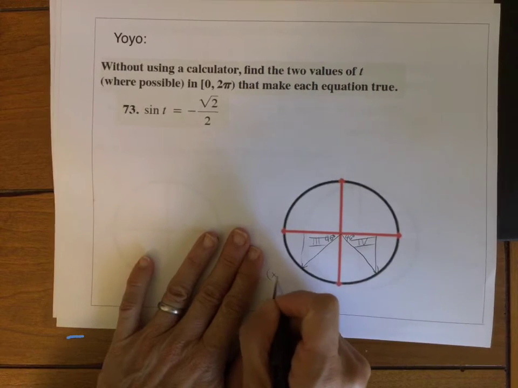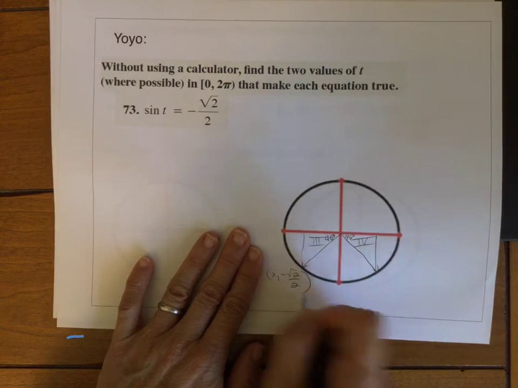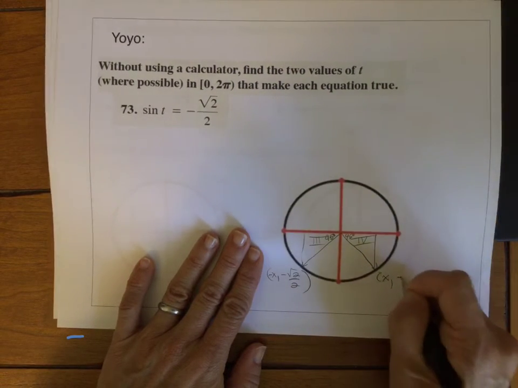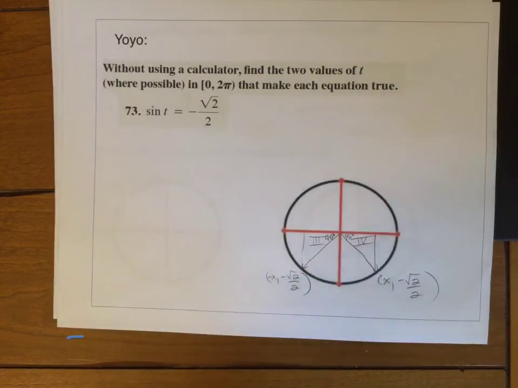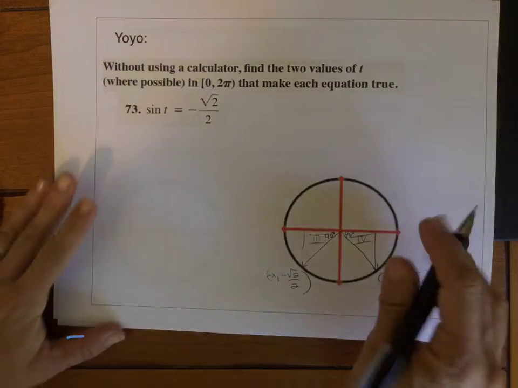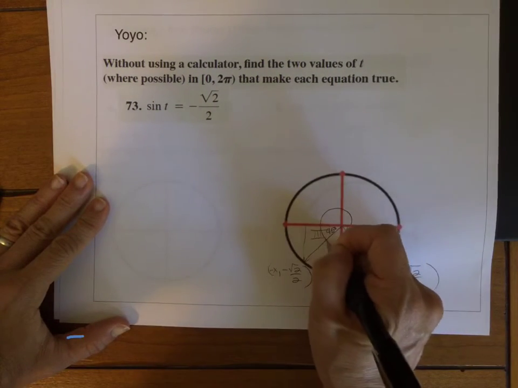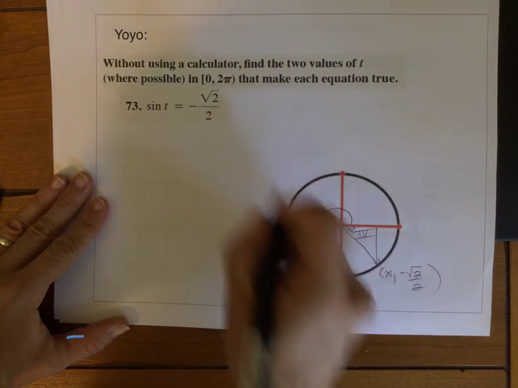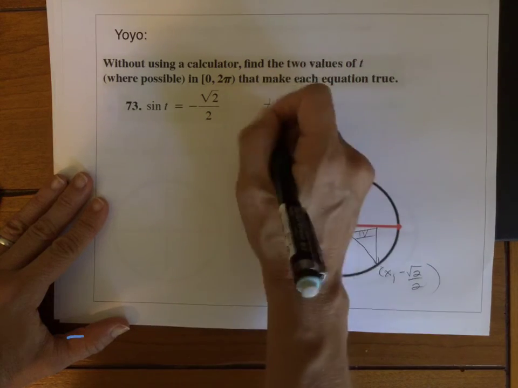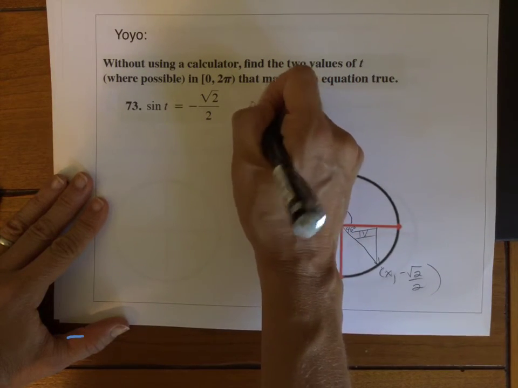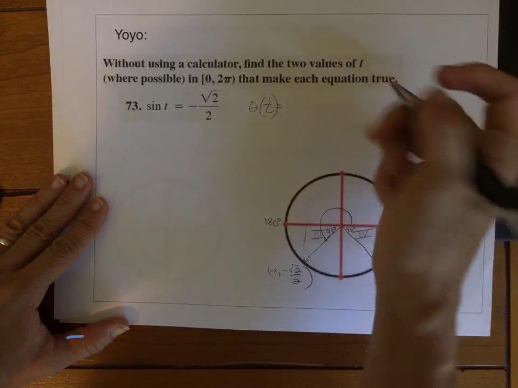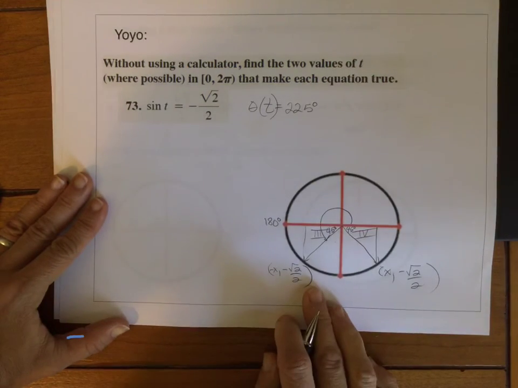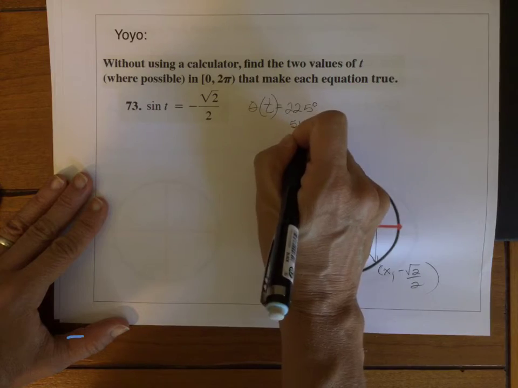Here we have a negative x and a negative root 2 over 2, and here is a positive x and a negative root 2 over 2. They've given us the value, so we must be finding the angle. To get to this first angle, it's 180 degrees plus 45. So one possibility for t, or we could call it theta, is 225 degrees, or 5 pi over 4.